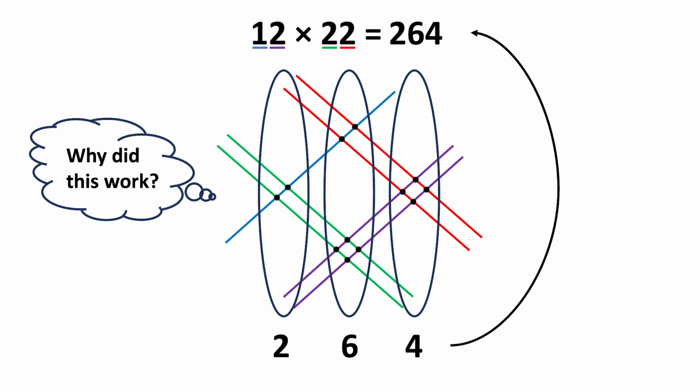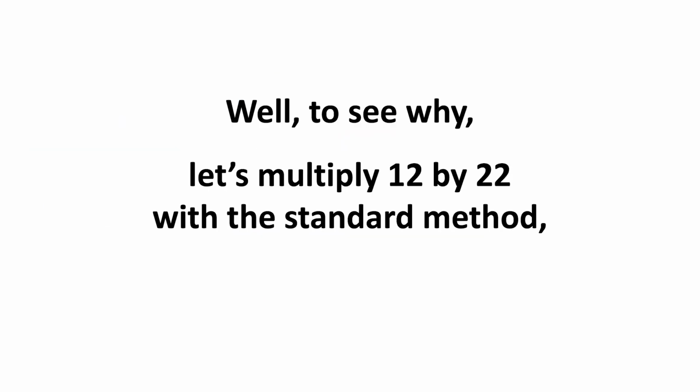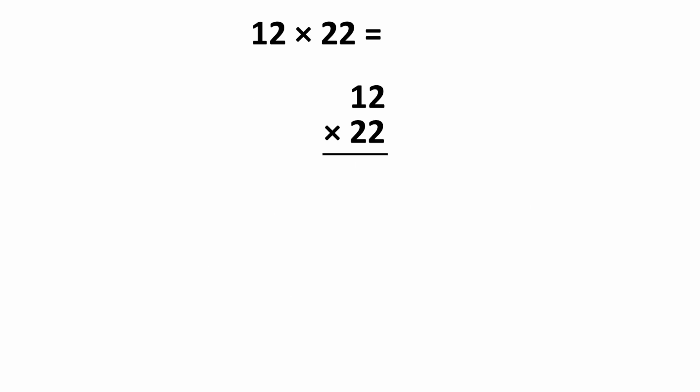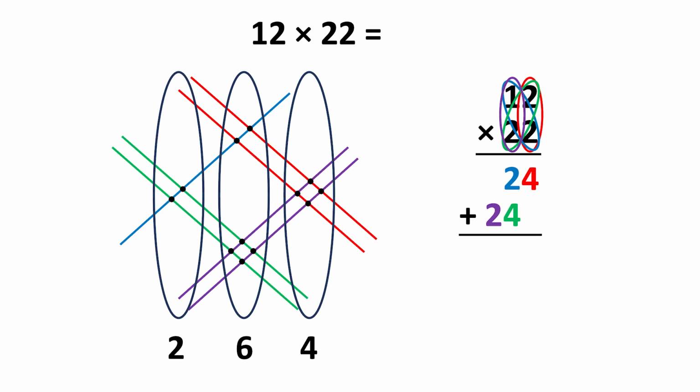Why did this work? Well, to see why, let's multiply 12 by 22 with the standard method, long multiplication. We'll have 12 on the top and 22 on the bottom. 2 times 2 is 4, 2 times 1 is 2, 2 times 2 is 4, and 2 times 1 is 2.